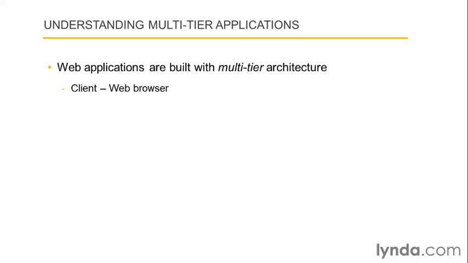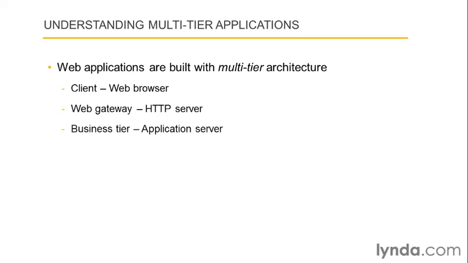The client tier is the first tier. It's the one that the user interacts with directly, and it typically consists of a web browser hosted on a personal computer or other internet-connected device. On the server, there are three major tiers. The web tier, or gateway, which receives requests from the client, typically implemented as an HTTP server. The business tier, which contains the business logic on the server, typically implemented in an application server. And the data tier, typically implemented in a database server such as MySQL, SQL Server, or Oracle.